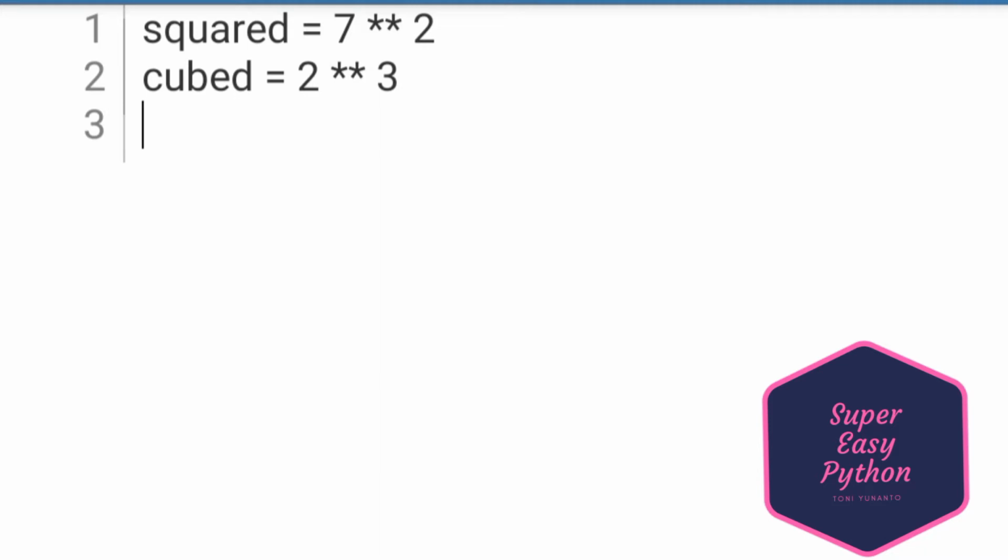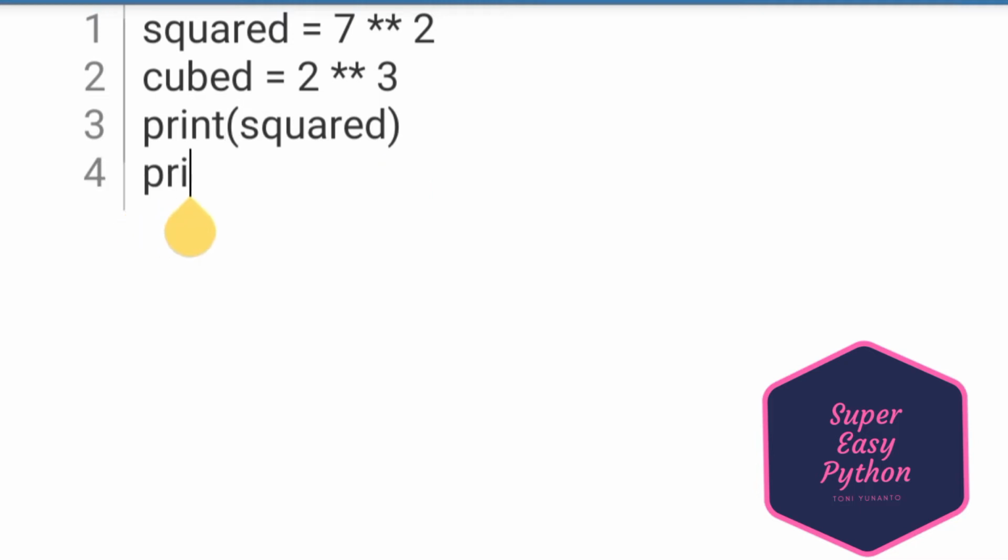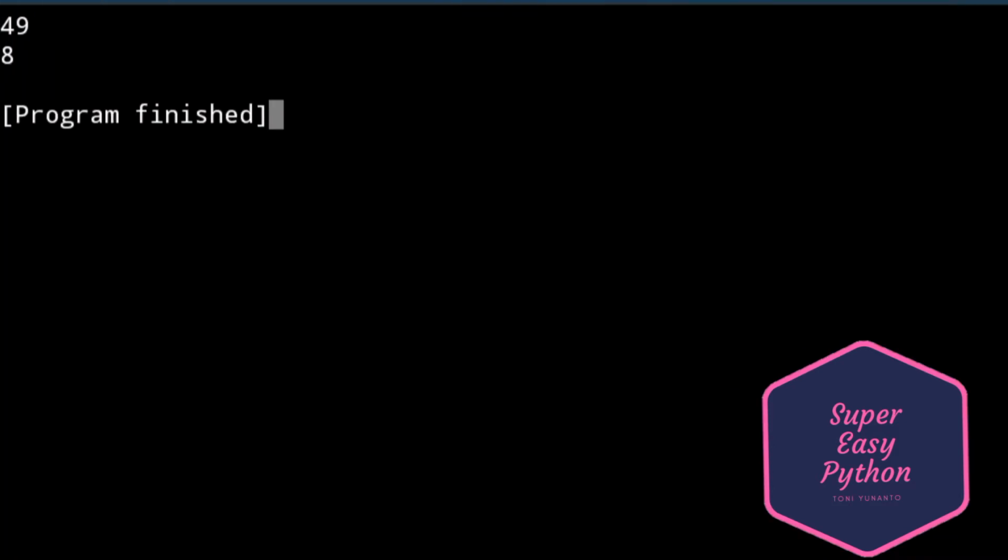And the next one, we type the command of print squared, and one more, print cubed. Okay, we run it. Yes, the result is 49 and 8.